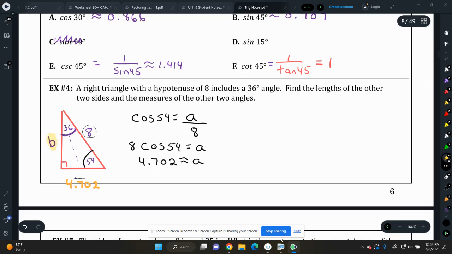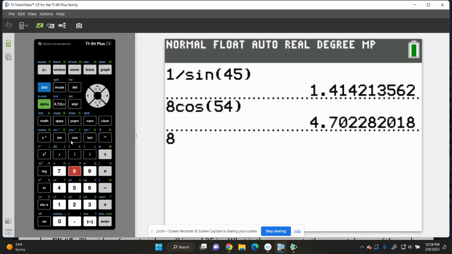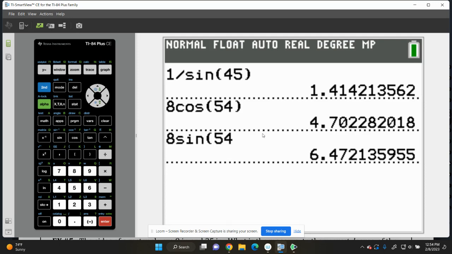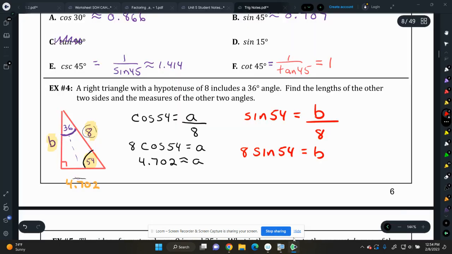So I'm looking for side B. Okay, I'm going to work with the 54 degrees. So I'm looking for the opposite side. I have an angle and I have a hypotenuse. Okay, so I'm going to do the sine of 54 is equal to the opposite over the hypotenuse. So we're going to do 8 sine of 54 equals B. Okay, 8 sine of 54. We get 6.472 approximately.